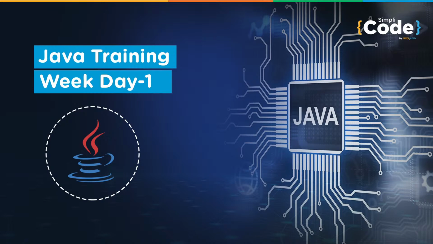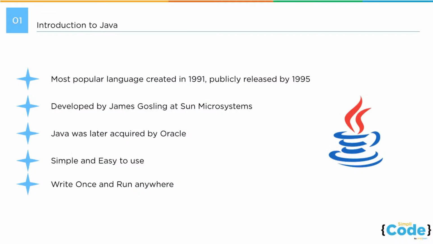Let's start with the introduction to Java programming. Over to our training expert. When we talk about Java, it is one of the most popular programming languages out there, and it was created way back in 1991, but it was publicly released only in 1995. It was developed by one of the famous developers of our generation, James Gosling at Sun Microsystems, and then later Java was acquired by Oracle, and today Oracle owns Java.